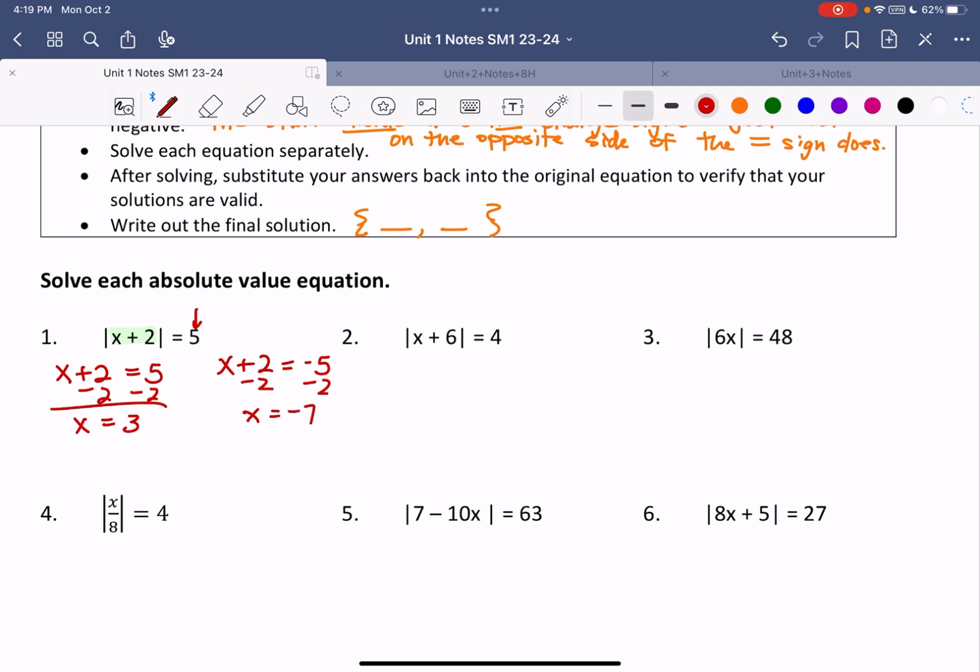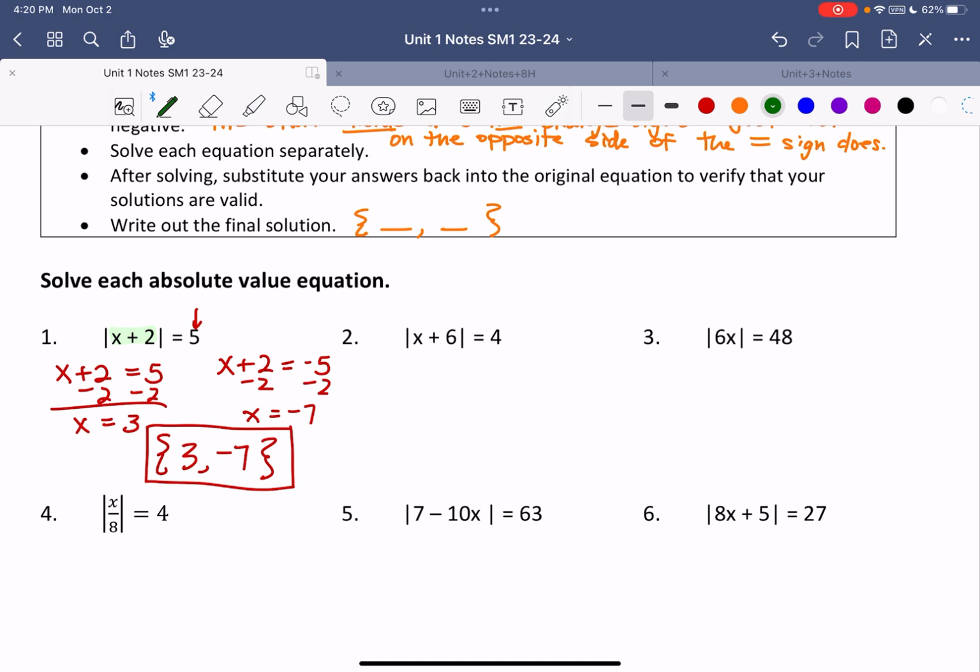So that means x equals 3, x equals negative 7, which would make sense because 3 plus 2 is 5, absolute value of 5 is 5. Negative 7 plus 2 is negative 5, absolute value is 5. 5 equals 5. So both of these work, 3 comma negative 7 in our squiggle brackets. I think they're officially called curly brackets, but whatever.